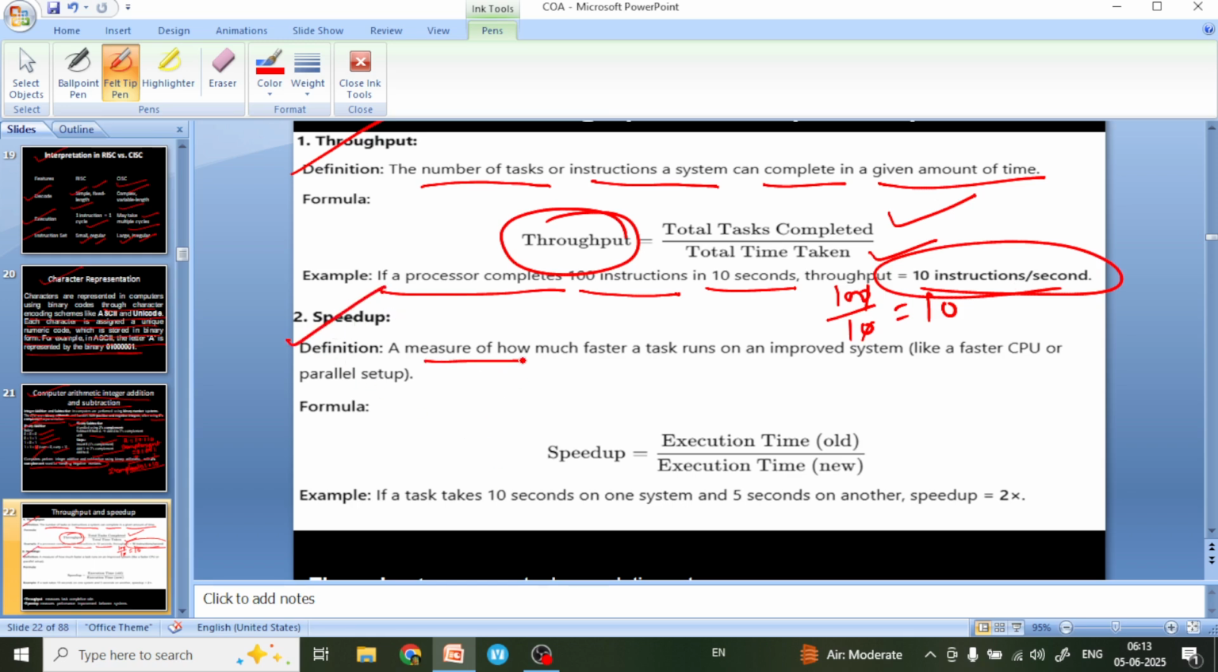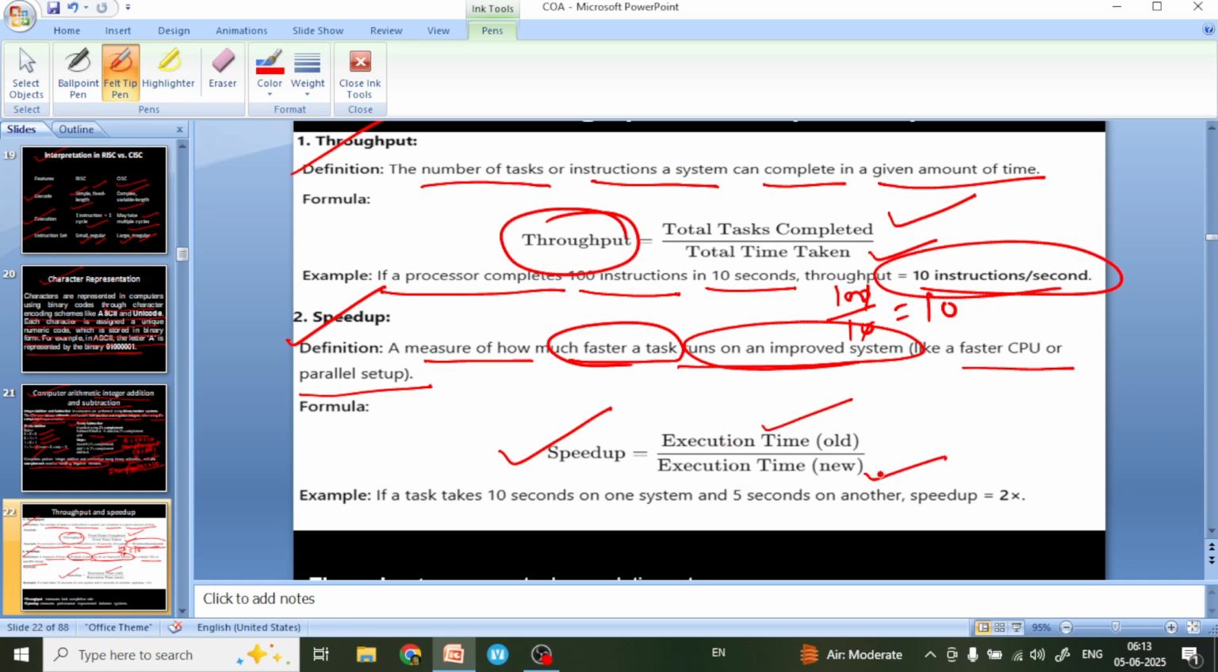Speedup is a measure of how much faster a task runs on an improved system, like a faster CPU or parallel setup. We find speedup by this formula: old execution time divided by new execution time. If a task takes 10 seconds in one system and 5 seconds in another system, then the old time is 10 seconds and the new time is 5 seconds, and you can say this is 2 times faster speedup.